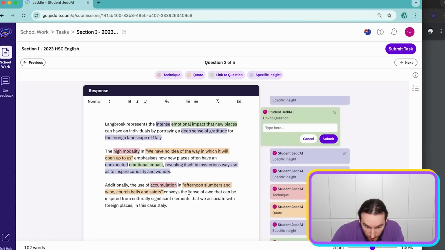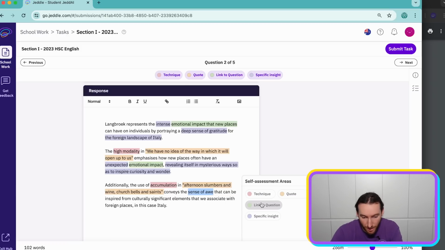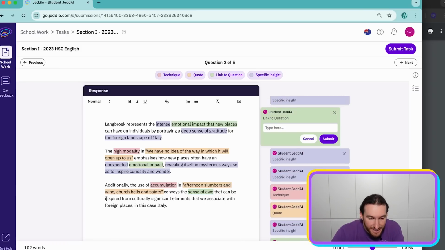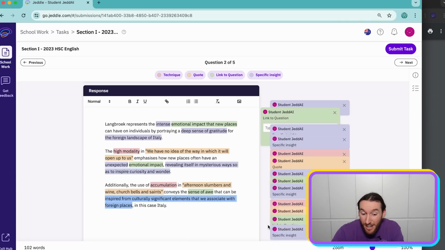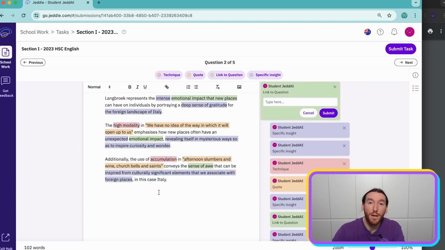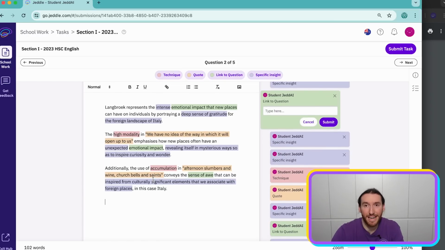Now that's an emotion. Now I do often like to say the word emotion just to really link to the question, but I like actually having a specific link like that. It's inspired from culturally significant elements that we associate with foreign places. That's the cliche part. So that's a very specific read into that quote. That makes sure that the marker knows we've understood that particular part. Okay, great. One more to get our 4th mark.